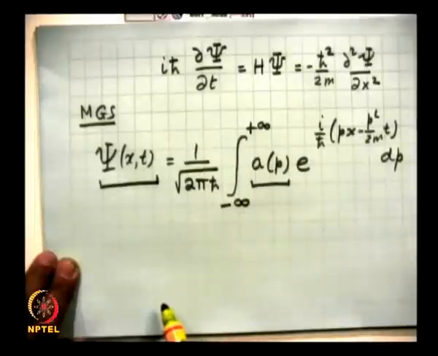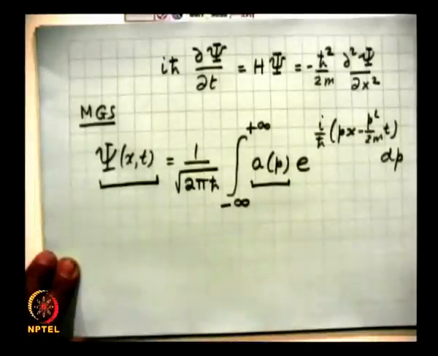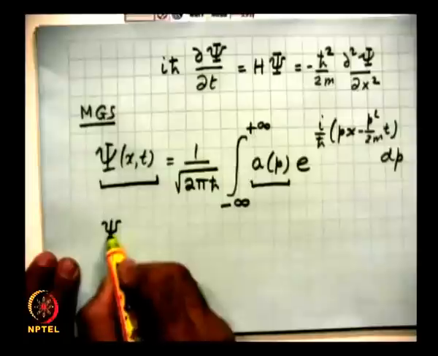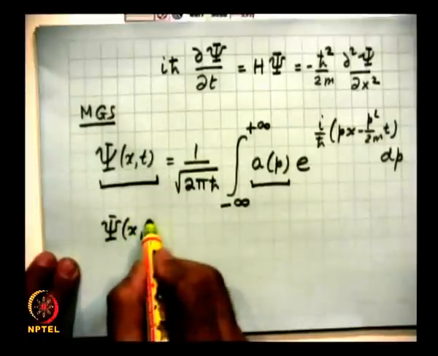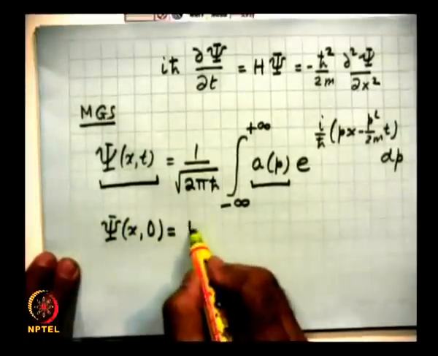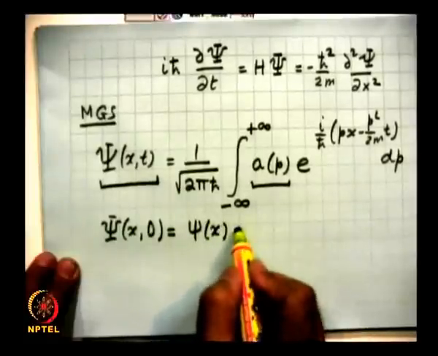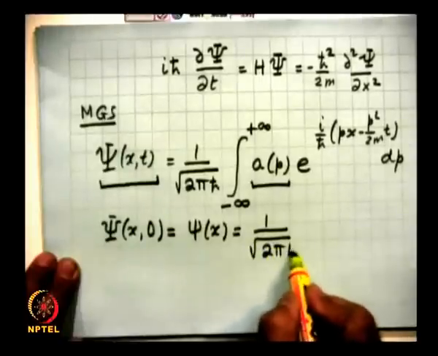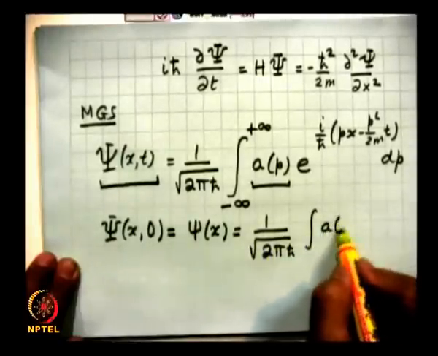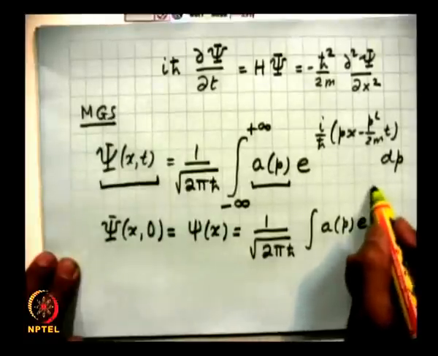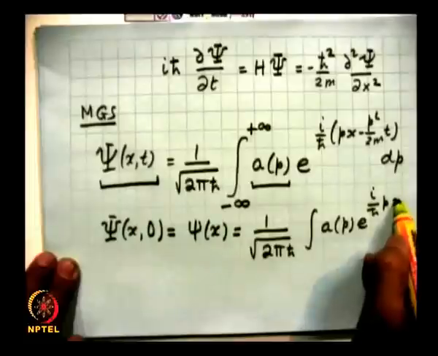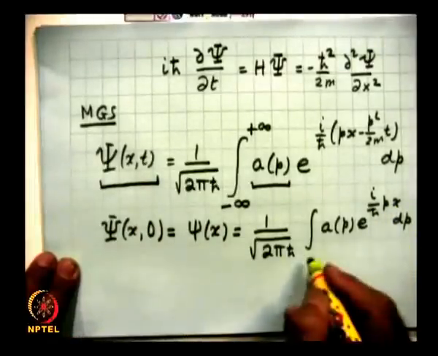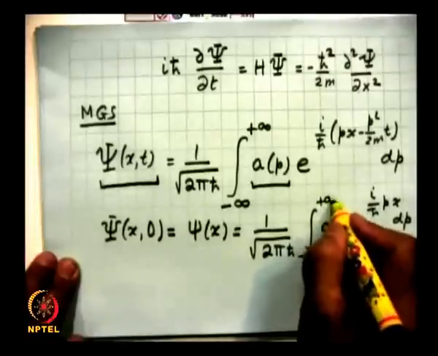What I say is this: you tell me the form of the wave function at t equal to 0. So, let us suppose psi of x comma t at time t equal to 0 is known. Let us suppose I know that. So, that is equal to psi of x. Then this is equal to 1 over root 2 pi h cross, integral of a of p e to the power of i by h cross p x dp. So, this is now a Fourier transform relation. This limit is from minus infinity to plus infinity.